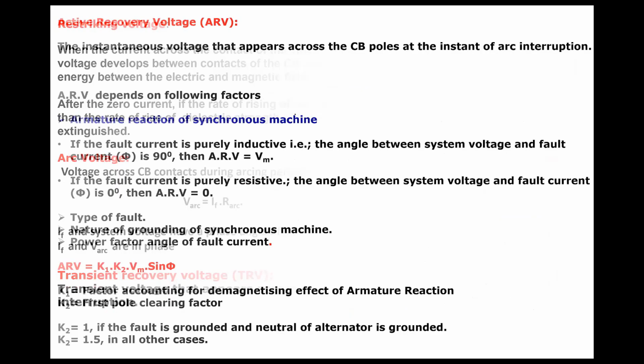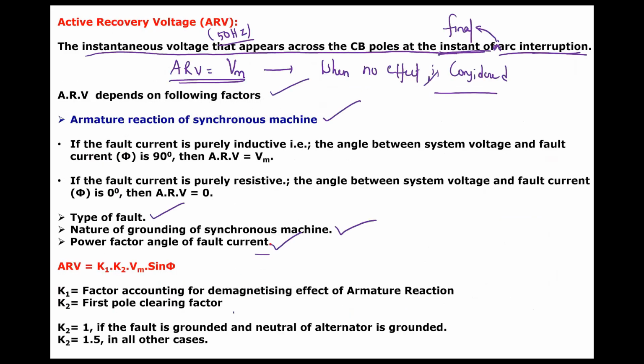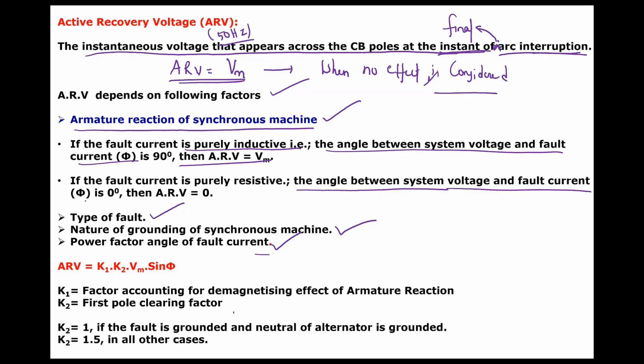However, there are some effects that will modulate this active recovery voltage. It depends upon the armature reaction of the synchronous machine and the nature of fault current. If the fault current is purely inductive, the angle between the system voltage and fault current, phi, is equal to 90 degrees. In this case, active recovery voltage is Vm. If the fault current is purely resistive, just a hypothetical case, the angle is 0, then active recovery voltage is 0. If the angle is somewhere in between, then this value will become Vm into sine phi.